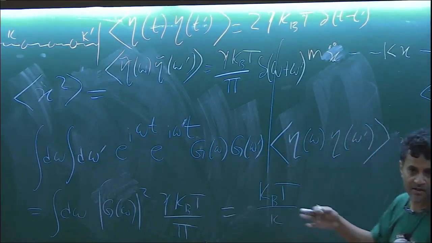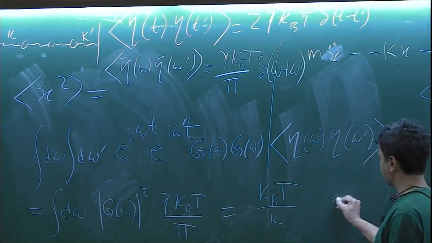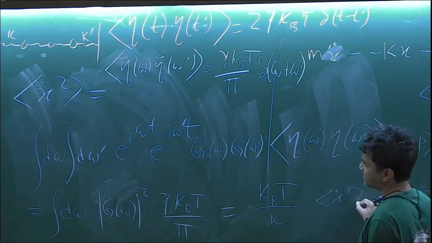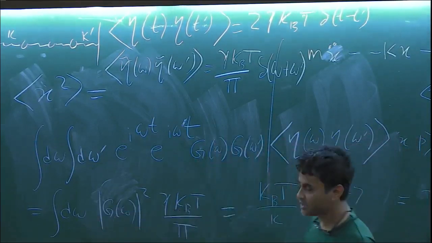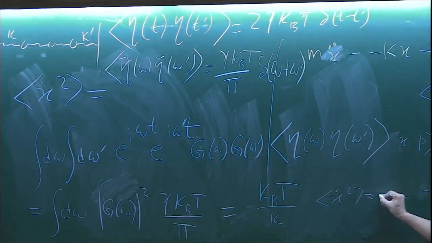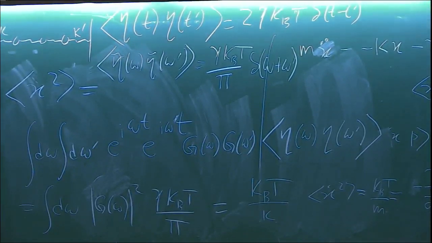I mean, you can, in principle, just do it and get anything. And similarly, you can do x dot squared. X dot squared will involve basically some extra omega squared here, right? And again, you can do the integral, and you'll find that this is equal to k_B T by m. Right, okay, so this is something you should, if you have not done it, just do it. So there are these two ways of doing it, and you can use either approach.